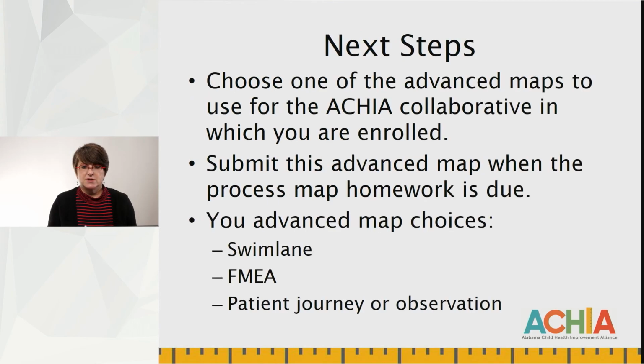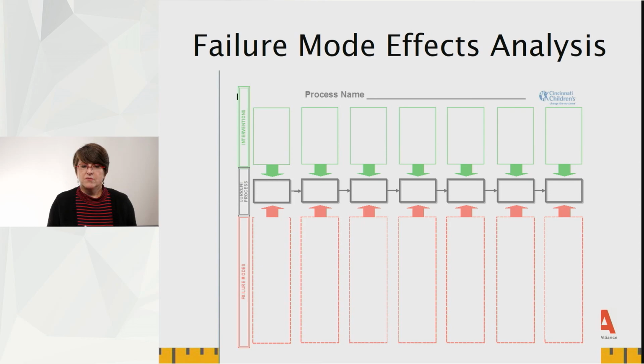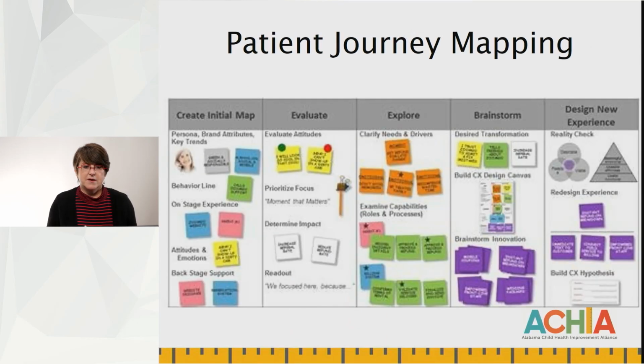So what do we expect you to do? As advanced QI learners, we really want you to choose one of these advanced maps, and I'm going to just flip through the pictures of those in a moment. And this will be your homework when it's time for the process map homework. So let's just quickly look at these again. We want you to either do a swim lane or a failure mode effects analysis in this simplified form. Or maybe you want to be really creative and do the patient journey.